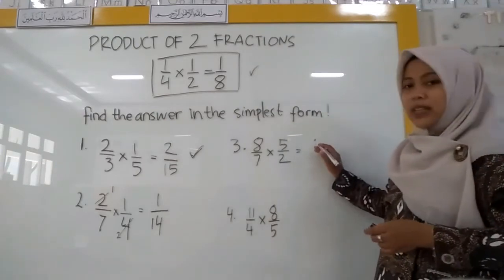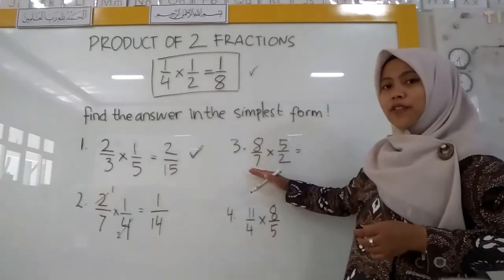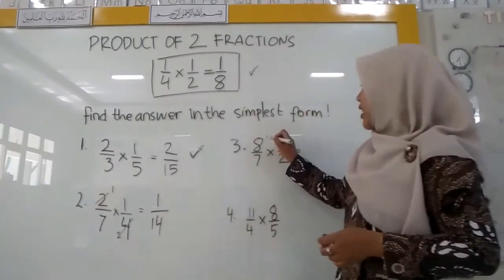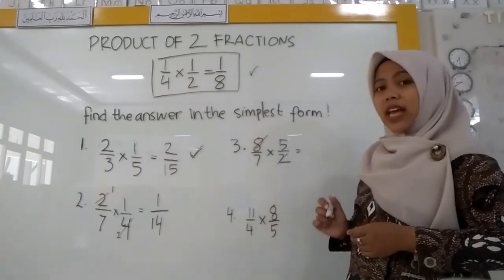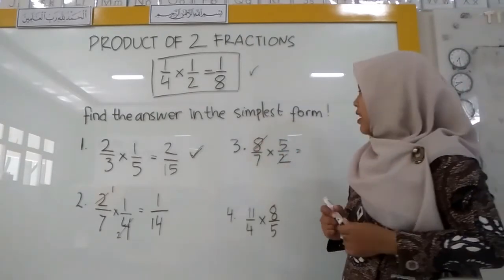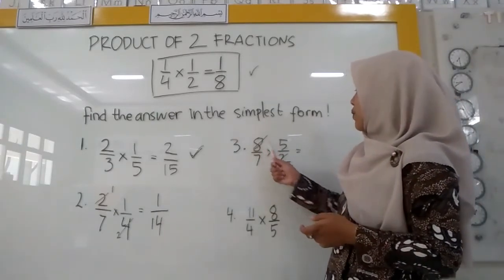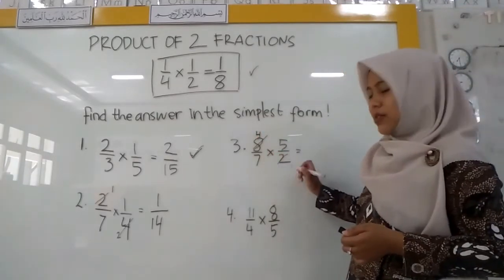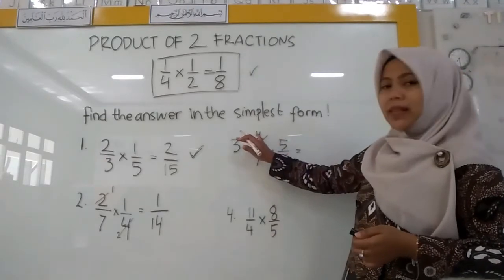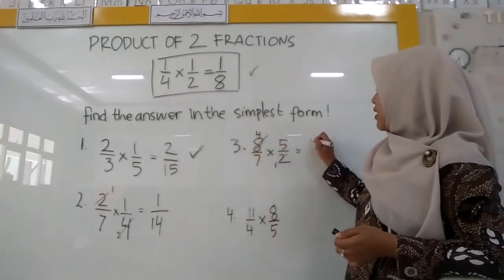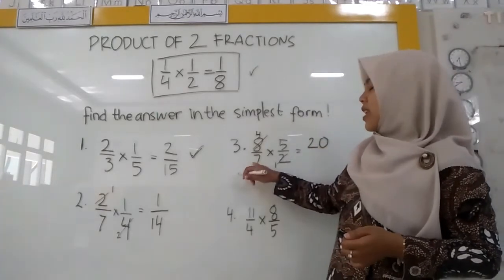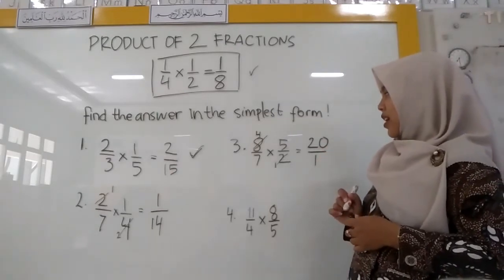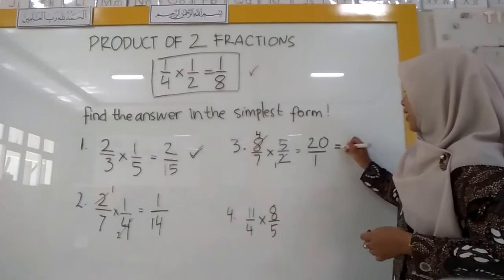It automatically becomes the simplest form. And now this one, number 3: 8/7 times 5/2. As we did here, we can cross out this 8 and 2 because 8 and 2 have the same factor, which is 2. So let's divide by 2. 8 divided by 2 is 4. 2 divided by 2 is 1. Now let's multiply: 4 times 5 is 20, and 7 times 1 is 7. Oh, it should be 20/1. So the answer is 20.